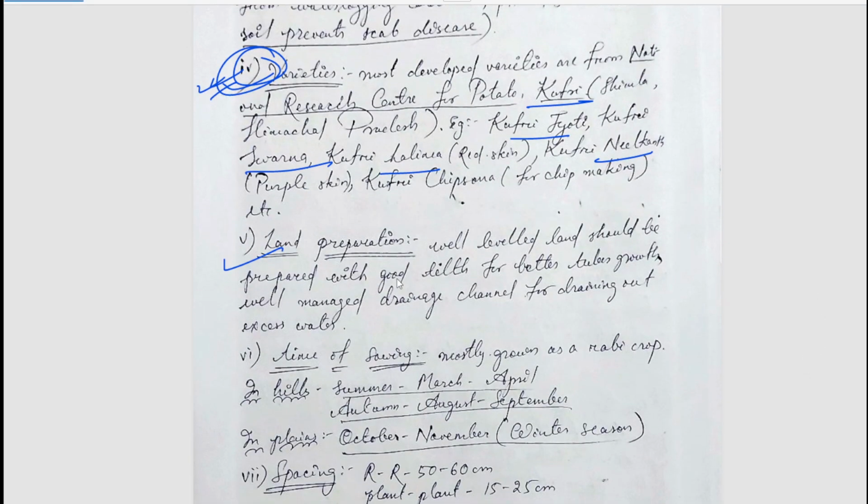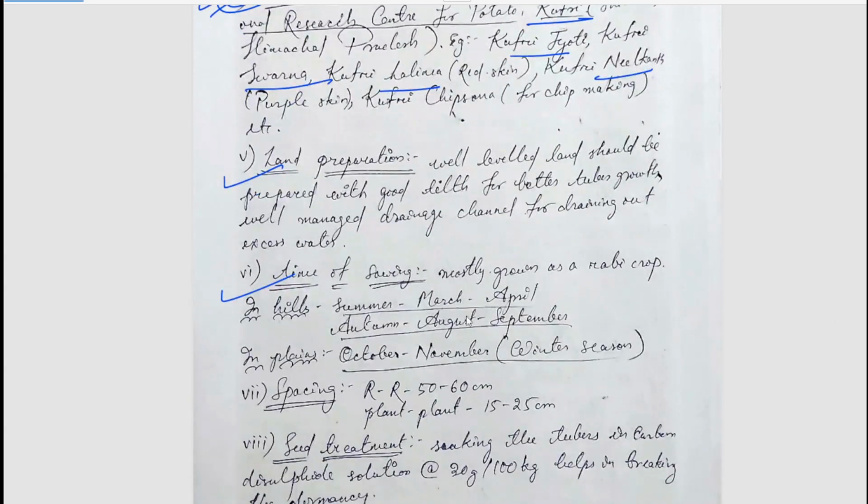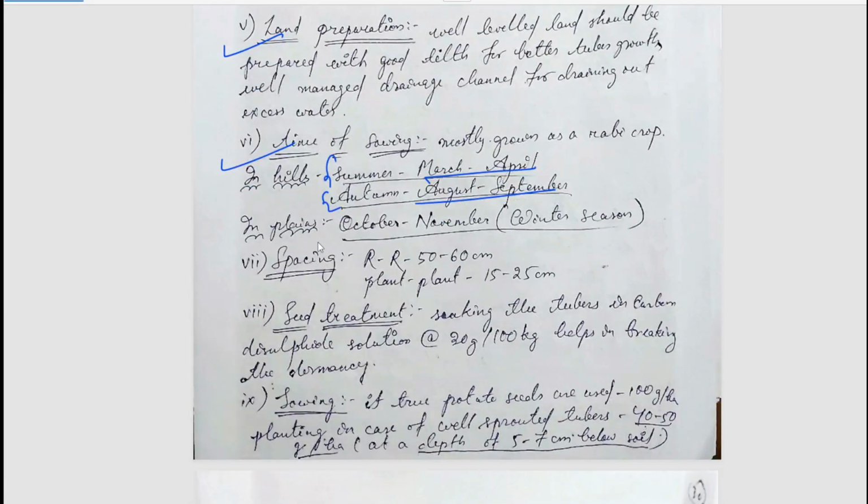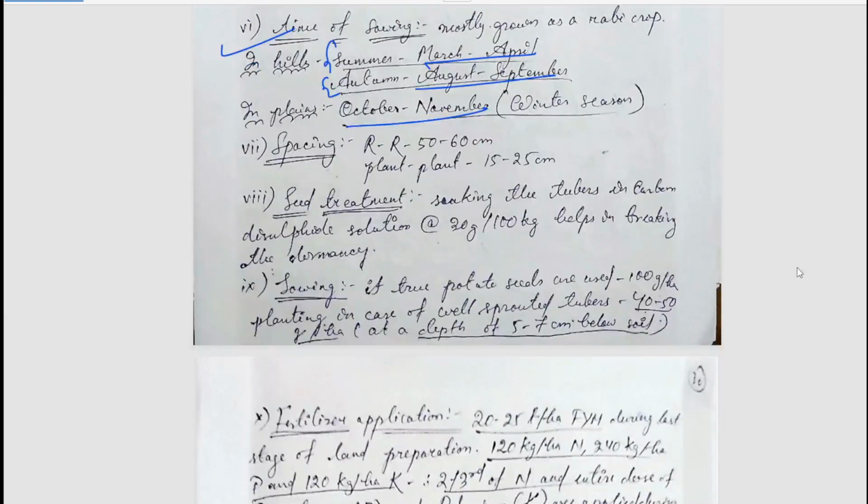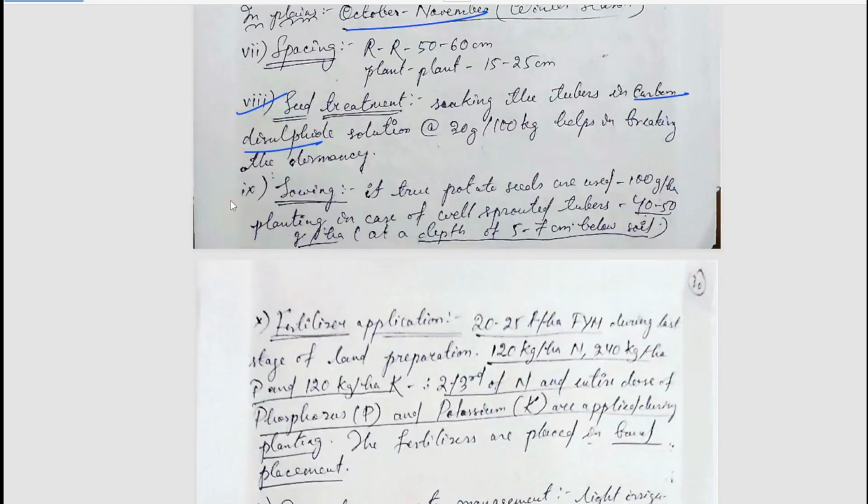Land preparation has been mentioned. Time of sowing in hills is March to April and autumn. Two times: in summer March to April, in autumn August to September. Spacing has been mentioned. In plains October to November. So different points have been mentioned. For seed treatment we can use carbon disulfide solution. Sowing has been mentioned.